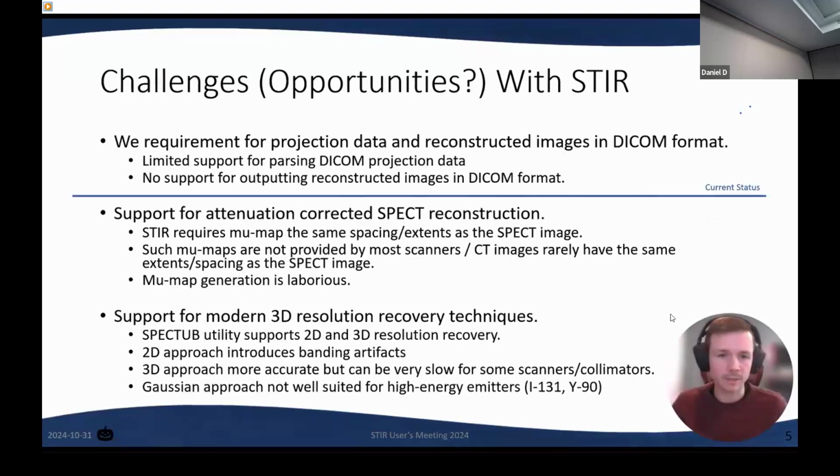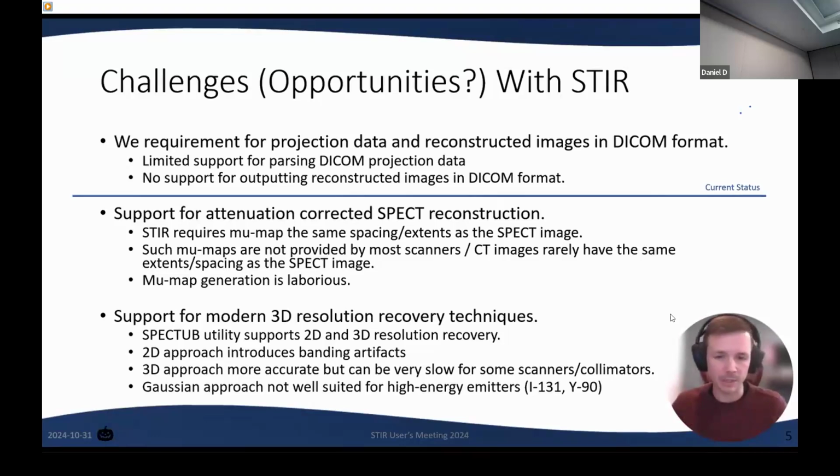I'd just like to comment on some of the challenges that we foresee with the use of STIR looking forward. After installing STIR and getting it up and running and testing it out, we realized pretty quickly that there is fairly limited support for reading in projection data in the DICOM format at present. This is something that we spent a bit of time on, and we'll discuss a bit more in the coming slides. Additionally, there was really no support for generating output reconstructed images in the DICOM format. These are things that we'll be spending some time on our side to get this ready for commercial application.